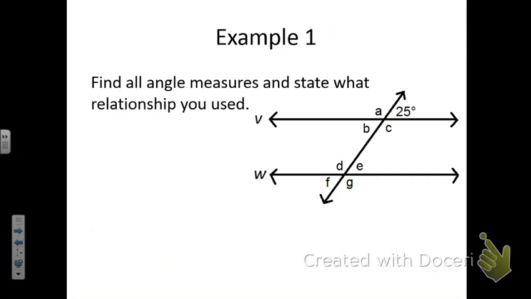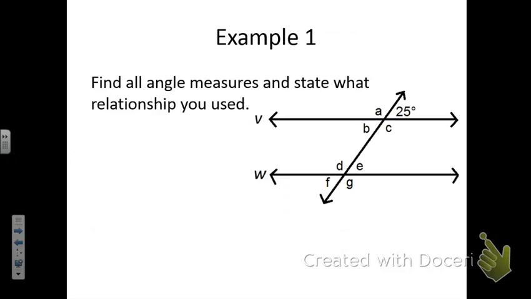So let's look at our first example here. It wants me to find all angle measures and state what relationship you used. Okay? Now, first and foremost, what do we think here? Are they parallel? Good question. It doesn't say. Do they appear to be? Can we always go by what it appears, however? No. So if we don't know they're parallel, can I do much here?